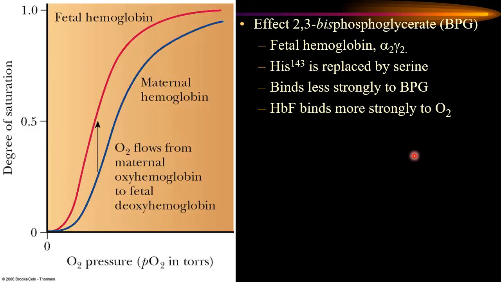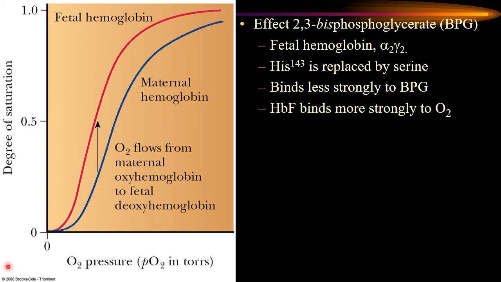So here's the oxygen saturation curve of both the fetal hemoglobin, shown in the red curve, and the maternal hemoglobin, shown in the blue curve. Okay, so this is our reference. This is what we have: maternal hemoglobin or adult hemoglobin. If there's less bisphosphoglycerate, what did we see earlier? The behavior of the hemoglobin is like that. It becomes closer to that of myoglobin, meaning it binds more strongly to oxygen.